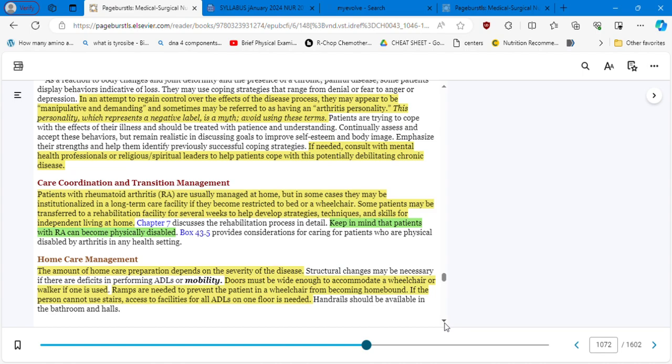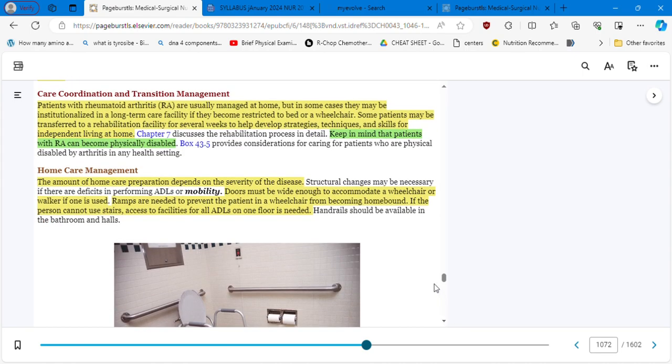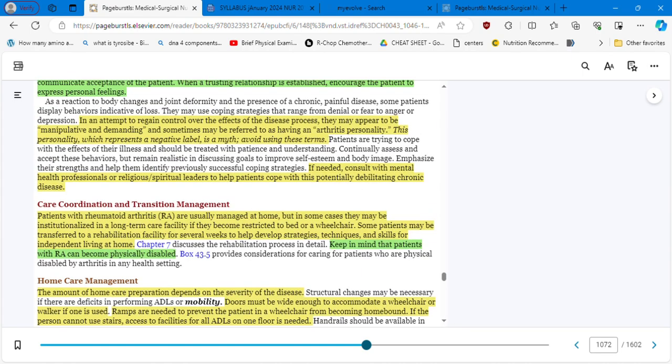Okay, where is this? I am getting lost. Okay, we were talking about the good support of the patient.